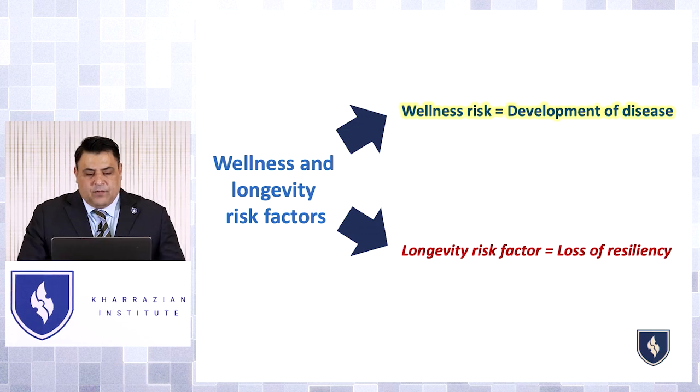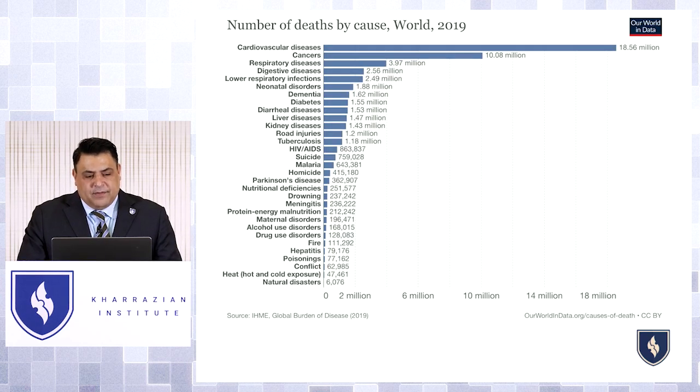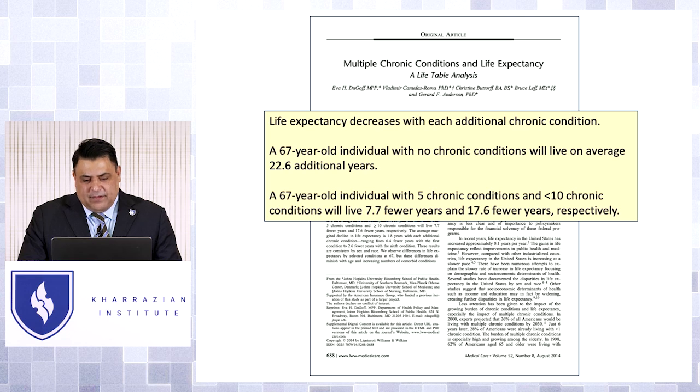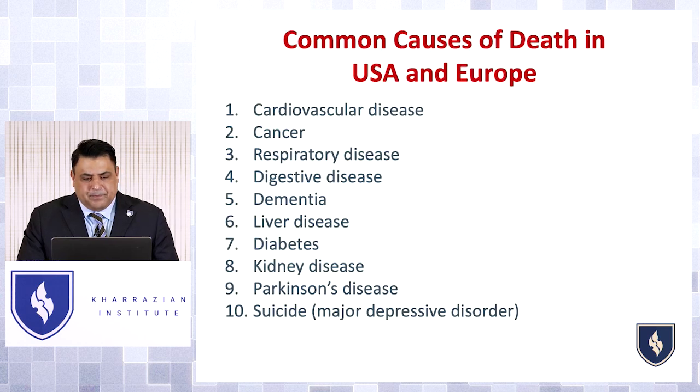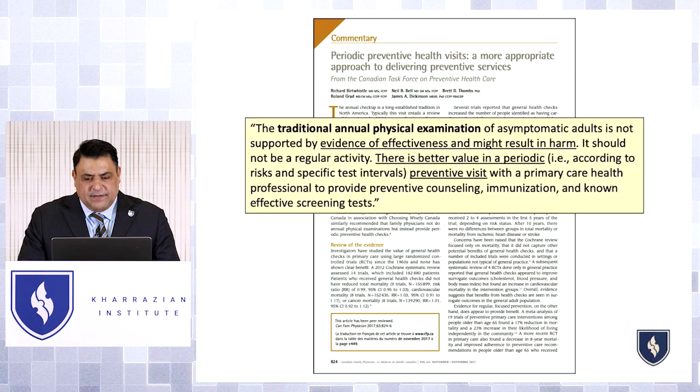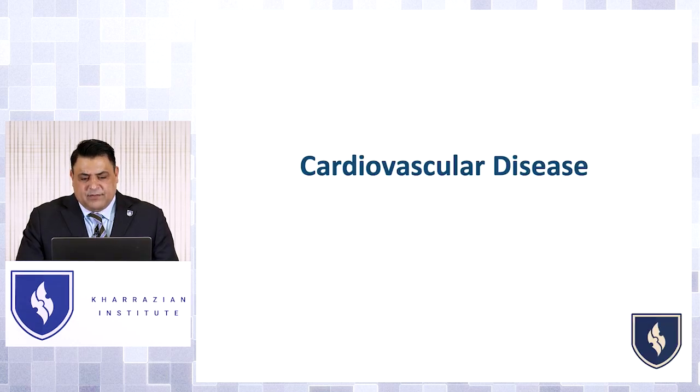Okay, so when we look at wellness and risk of disease development, these are the most common causes of disease. Let's focus on these for a second. Remember, every single condition a person gets changes their life expectancy by some number of years. The main study that looked at this was looking at people age 67, and for each additional condition they developed, their life expectancy went down dramatically. So when we look at these top 10 causes of disease, the traditional physical exam is not very effective. We're going to go into how to do a very thorough evaluation, looking at predictive markers for all the main causes of disease that can take place as we get older and as we age.